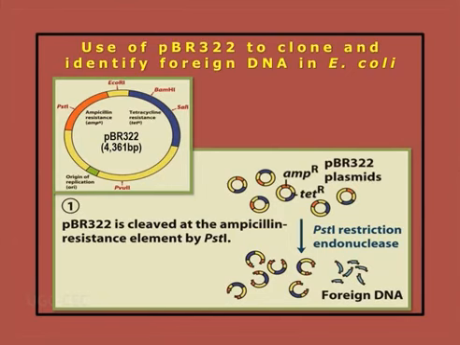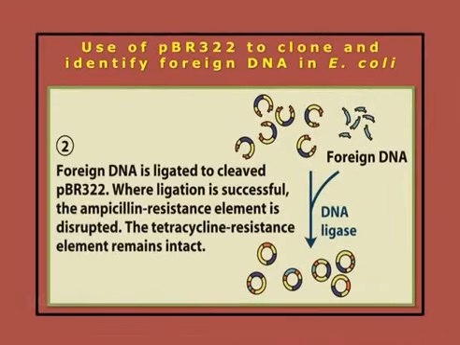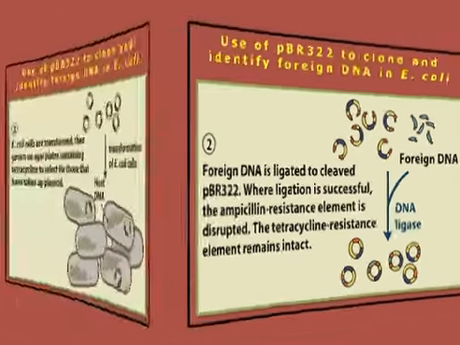What is done when we want to clone a gene inside a pBR322 vector? You see that there exists a PstI site. pBR322 is cleaved with PstI and we introduce the foreign DNA, which is also digested with PstI. After that, this recombinant DNA is introduced inside the host cell.